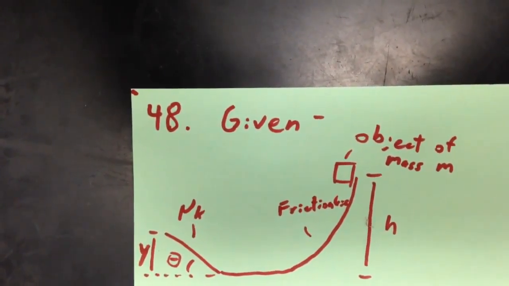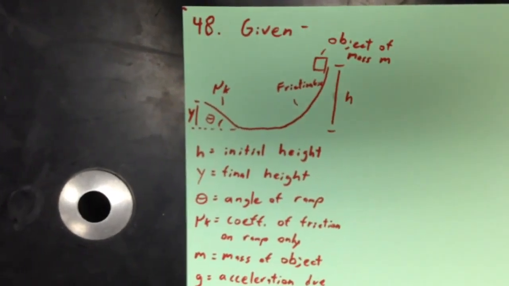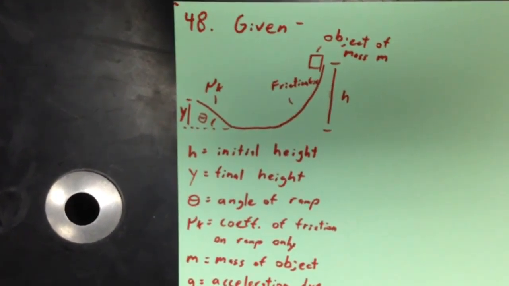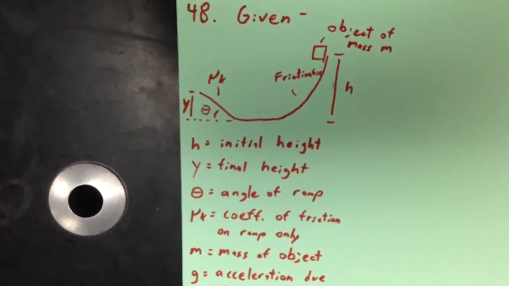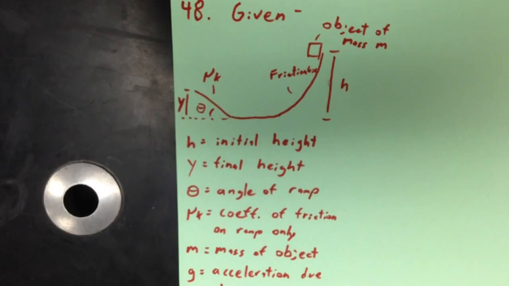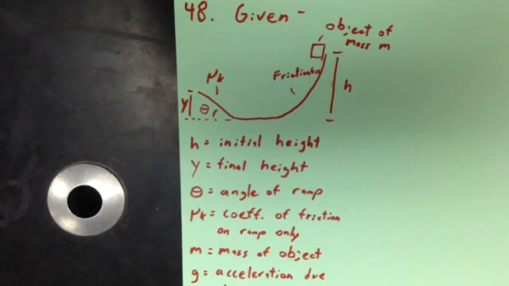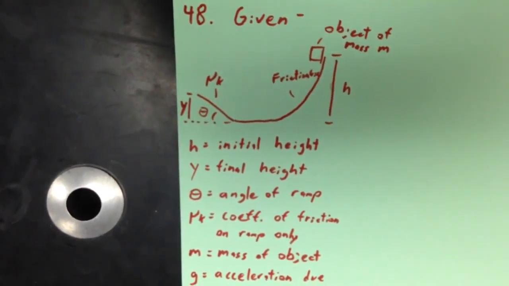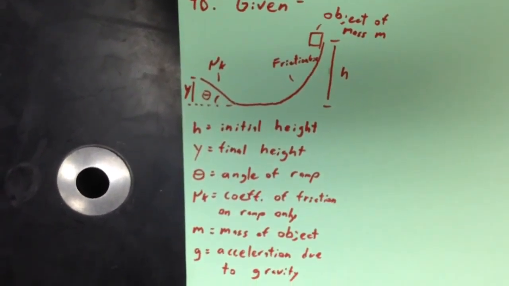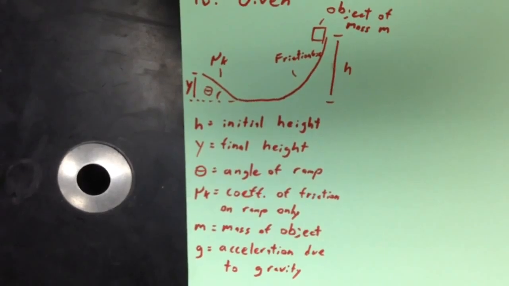First, the givens. I've reproduced the diagram for the problem below. We'll say that h is the initial height of the object on the right side of the ramp. Y is the final height of the object on the left side of the diagram. Theta is the angle of incline of the ramp on the left. μk is the coefficient of friction between the block and the ramp on the left. Note that friction only starts once the block has reached the base of the ramp and is frictionless on the downward incline. M is the mass of the object, and g is the constant acceleration due to gravity.